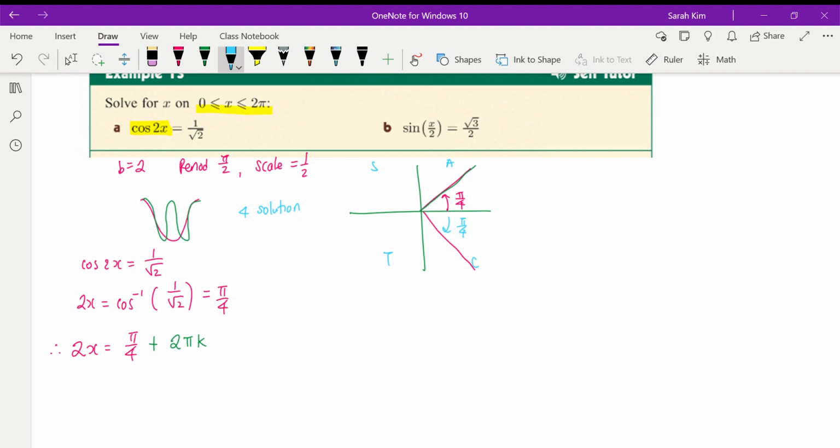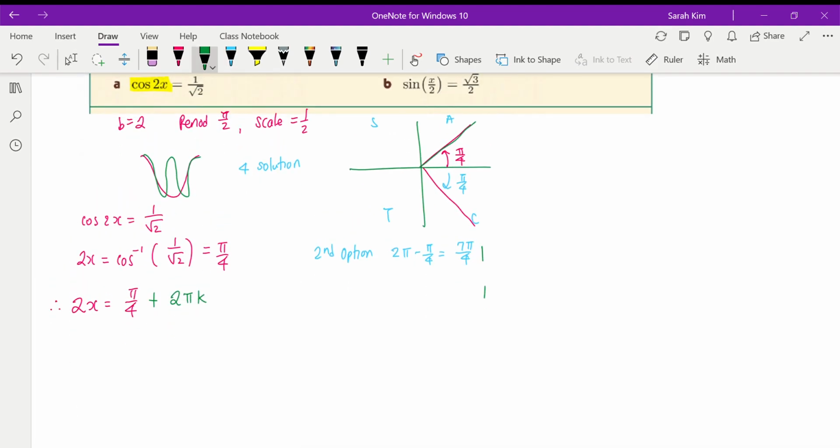I'm going to do my second option over here. Remember that there's always two options. 2 pi take pi over 4, so that'll be 7 pi over 4. So those are my options. Again, I want to write my plus 2 pi k, and I'll show you what happens now.